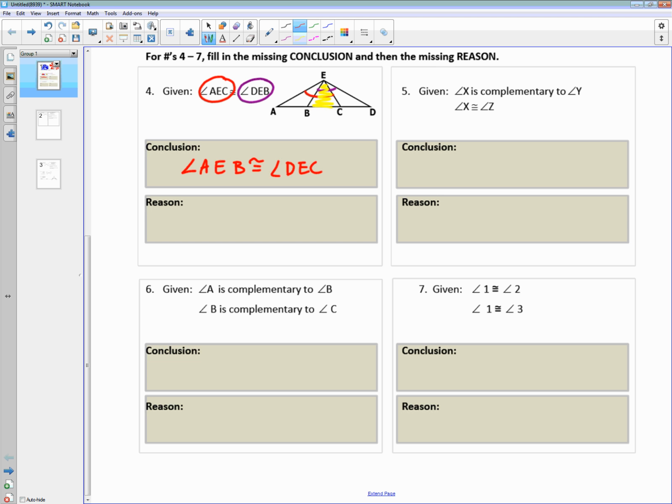Now, an if-then statement there would be: if an angle is subtracted from congruent angles, then their like differences are congruent. This would be an example of the subtraction property.